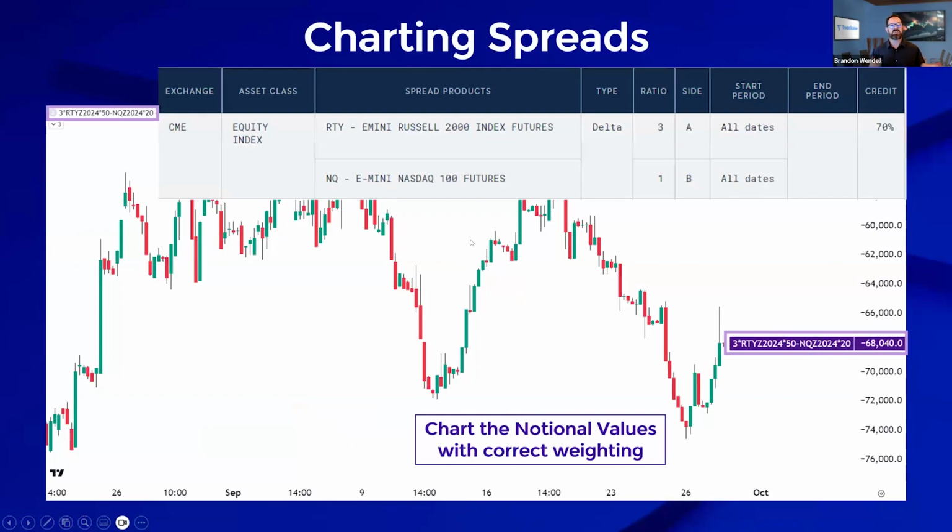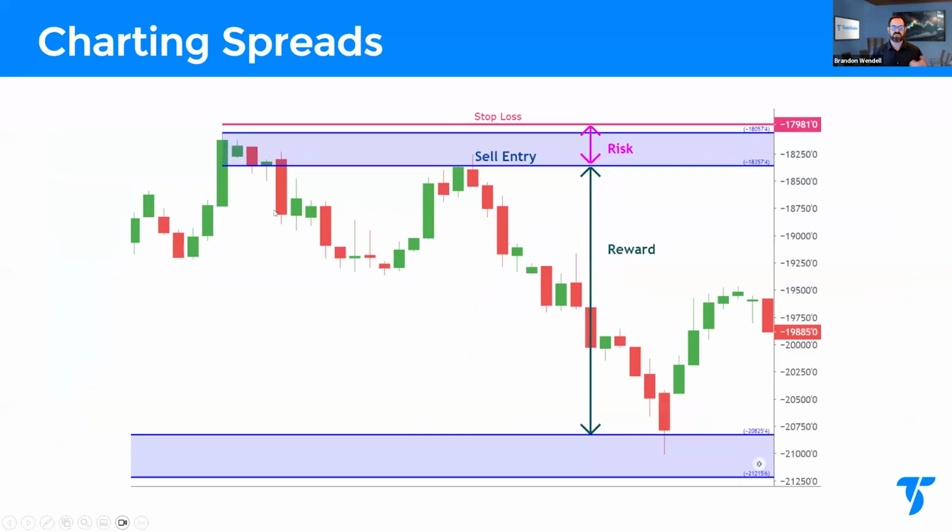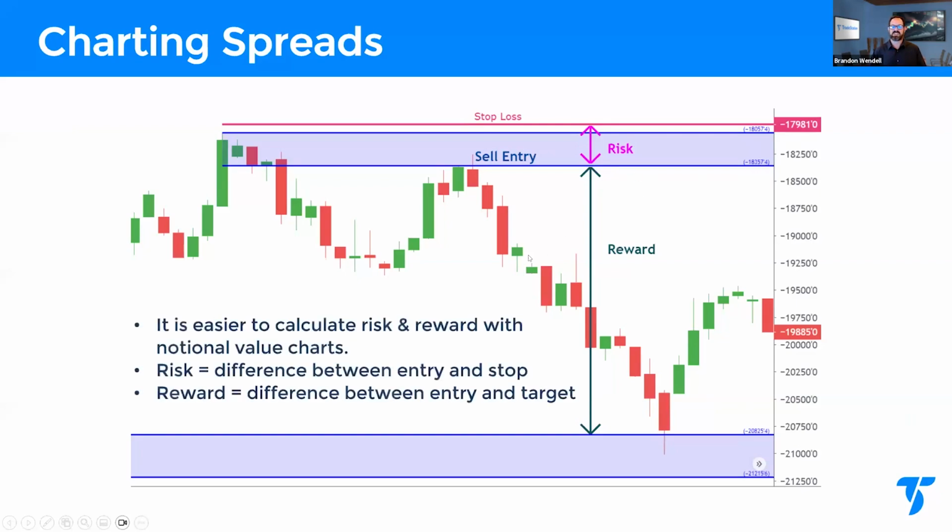So when it comes to intermarket spreads, make sure you do the right number of contracts and you chart the notional value. And here's why. In this case, I'm charting the notional values. And that means if I had that risk between 17,981 and 18,357 and a half, it's much easier to calculate that as my risk, right? 18,357.4, 17,981, the difference is 376 and a half. I just have to convert that to decimals. Okay, apostrophe 4, that's a half.